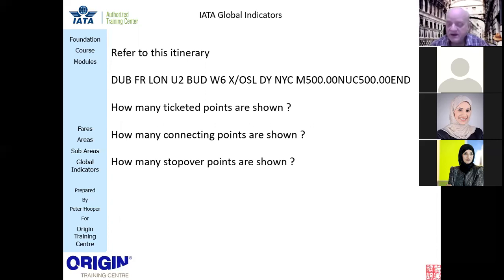Now it's completely different. I'm going back to the last session. Here is a fare itinerary or fare calculation. DUB, who's DUB? Dublin. And the carrier is FR. This is Ryanair. Well done. Then we fly to London and then airline U2. Who's U2? It's a UK local carrier. But the name? Look it up for the next lesson. I shall be asking you.